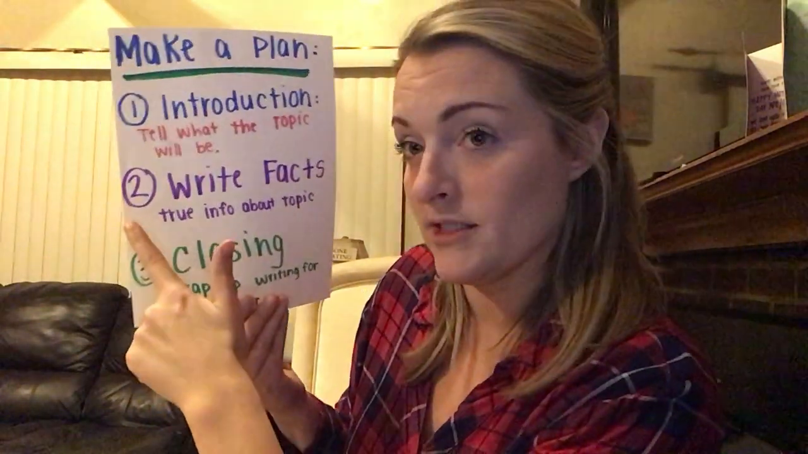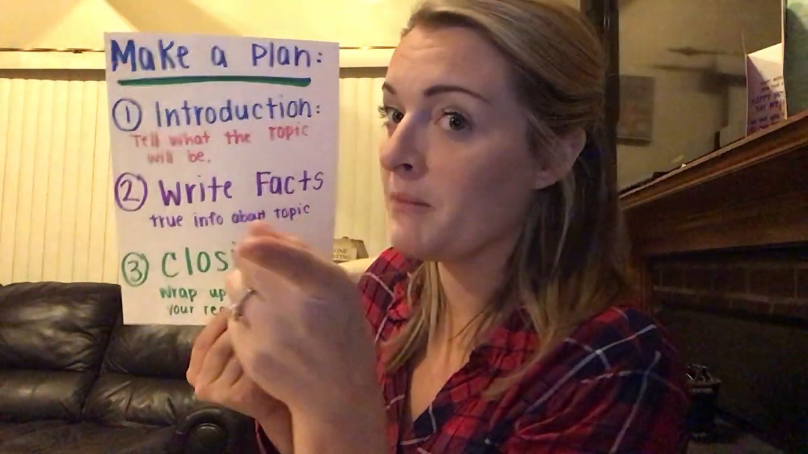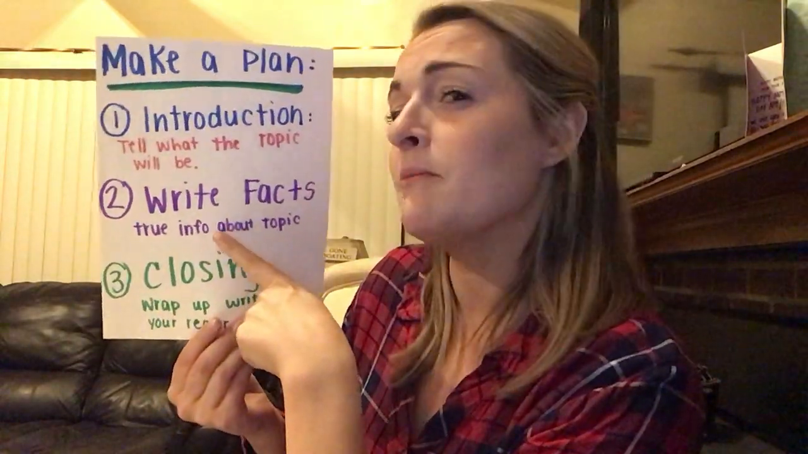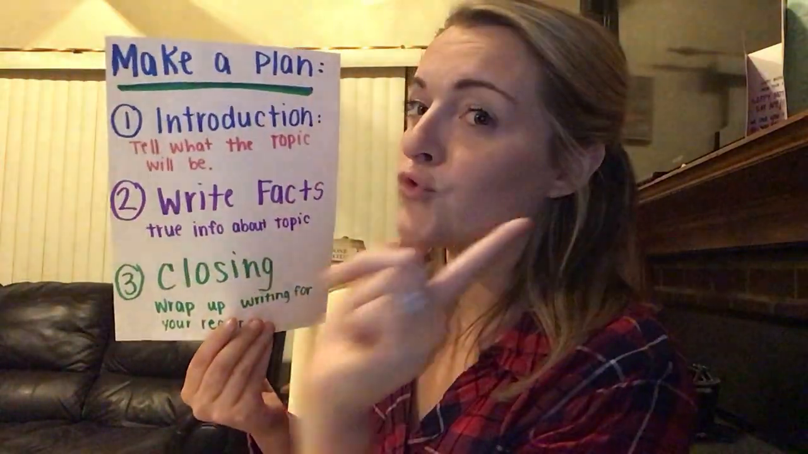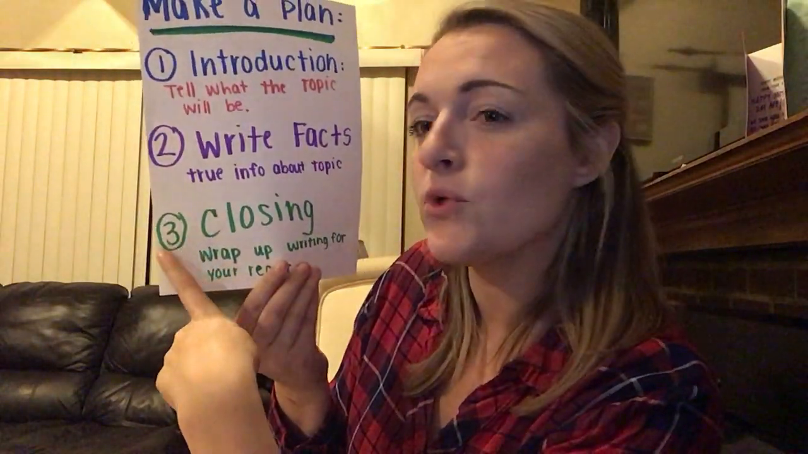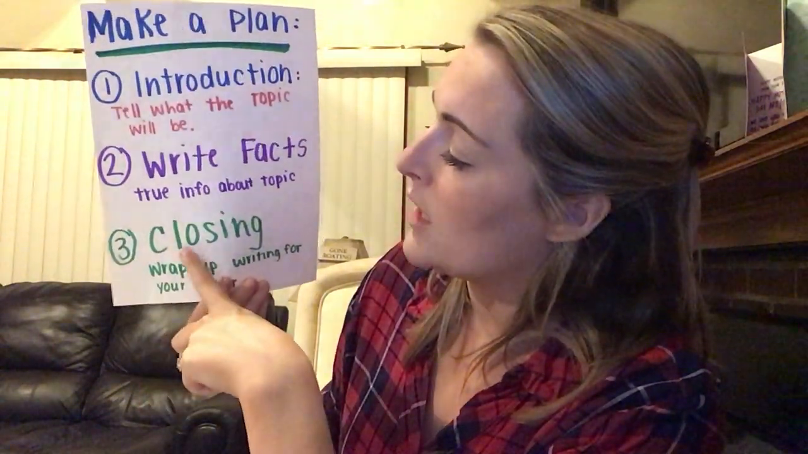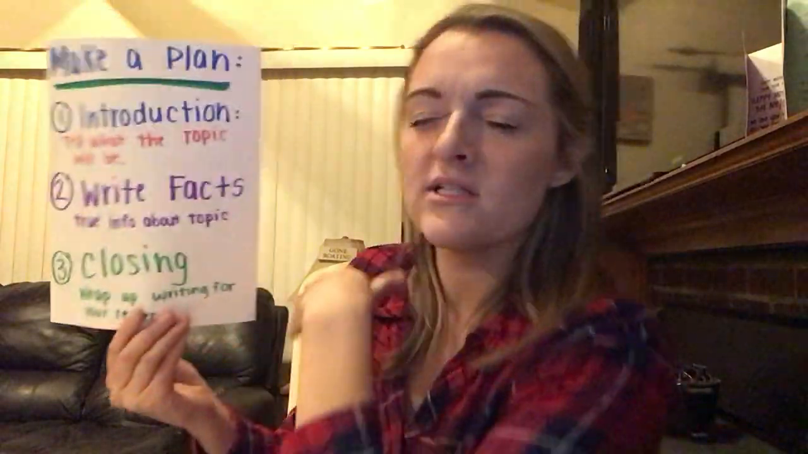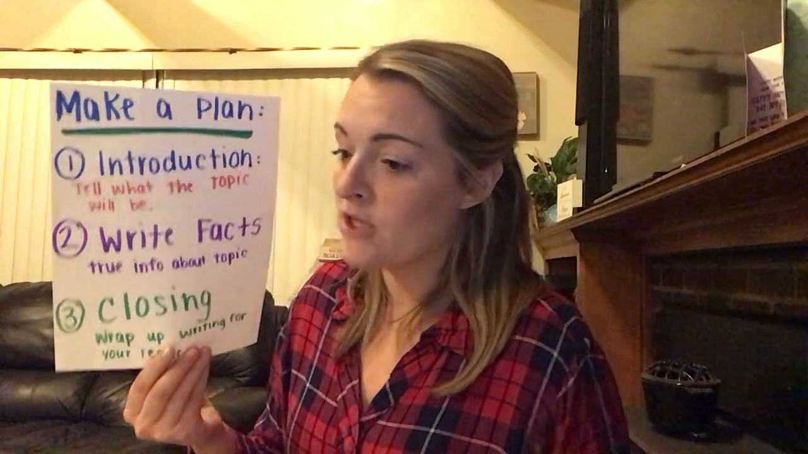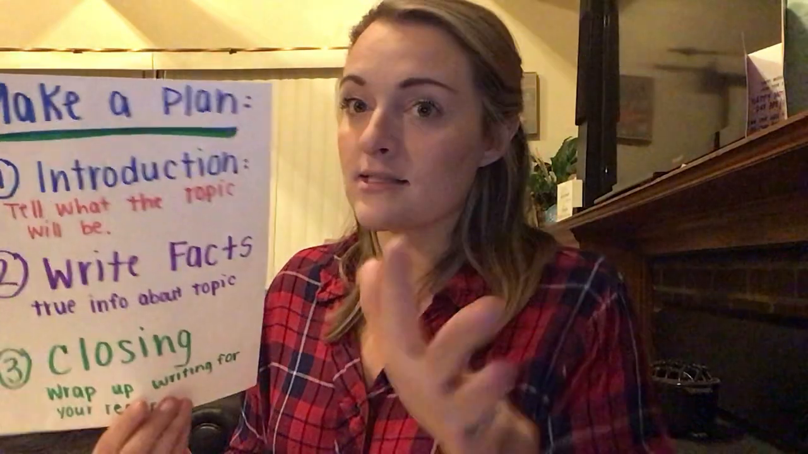Then the next thing I'm going to do is I'm going to write facts. And remember that facts are true information about a topic. I don't want to write my opinion in here. I only want to write true facts, true information. And then the very last thing you do when you're writing an informational text is you want to do a closing. And a closing is something just to wrap up the writing, say, hey, thank you for listening. I hope you learned a lot about my topic. Just so the audience or the reader knows that your informational text is coming to an end. Okay.